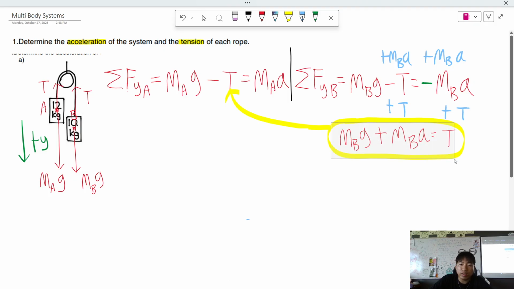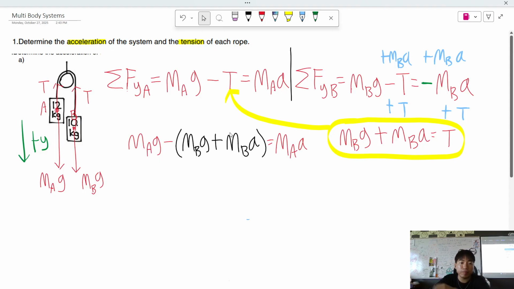Now this is what tension is. You can literally answer half of the question, right? That's what the question wants. What is the tension? Right, you can plug in MB, which is 10, G is 9.8. However, we still don't have A, so you're actually not done yet. But what you're going to do is literally take all of this and plug it into there. You're going to substitute it in.